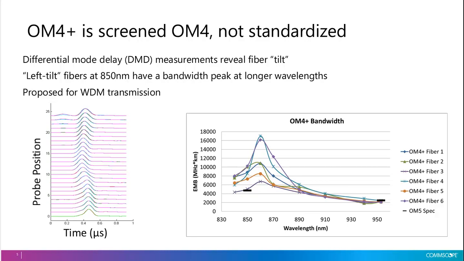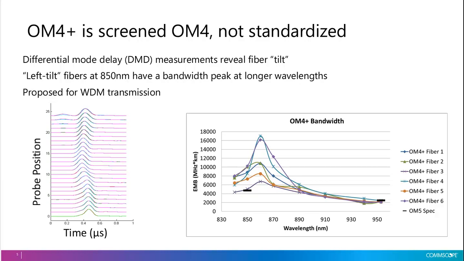a differential mode delay, or DMD, measurement. And you look at that DMD data and you look at what the tilt of the fiber is. So I have a DMD sample at the bottom left part of this slide, where we have a series of output pulses from a multimode fiber under test, and they correspond to different probe positions. What we're doing is taking a single mode fiber, scanning it across the end face of the multimode fiber, and for each place for that single mode fiber, we have a corresponding output pulse from the multimode fiber. If we look at these pulses, they tilt up and towards the left. So this is a left tilt fiber.